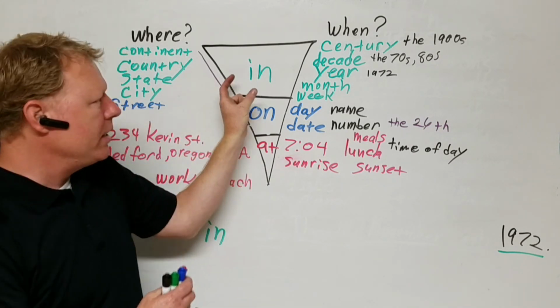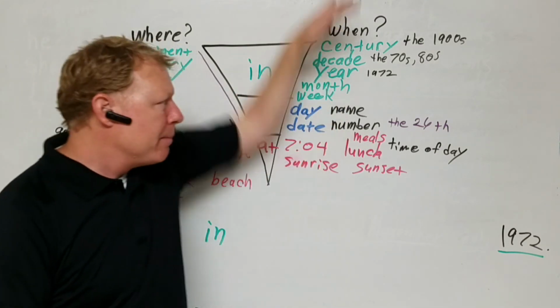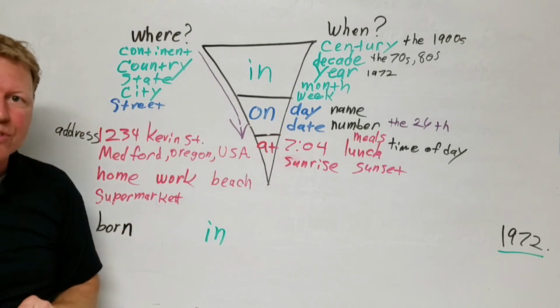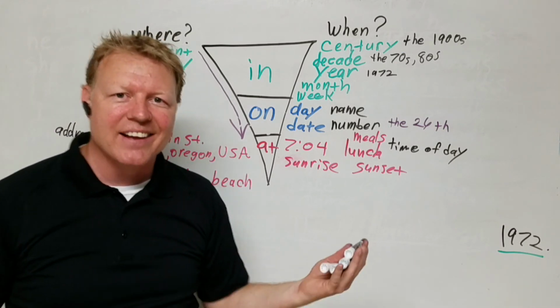If you're just using one for one, in this year, on that date, at 7:04. But if you're using all of them, remember to come down to the smallest one that is present. Okay, that's our in, on, at triangle.